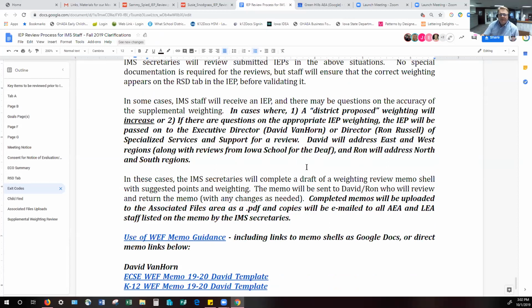The way David and I are dividing this is right now we're looking at David taking the East region and the West region, tagging on Iowa School for the Deaf.